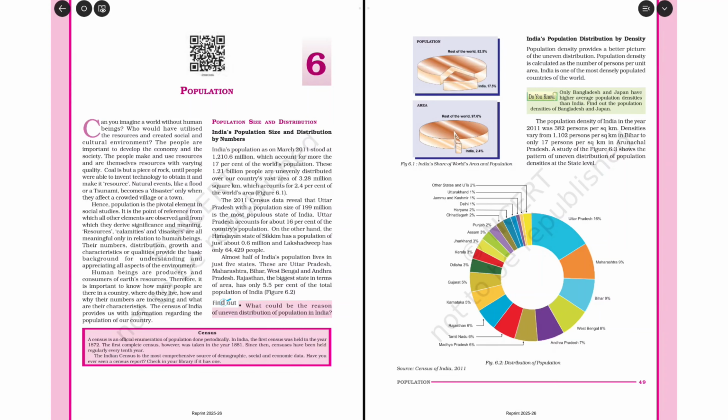But just like the raw numbers, the average completely masks the local extremes. The text continues: Densities vary from 1,102 persons per square kilometer in Bihar to only 17 persons per square kilometer in Arunachal Pradesh. A study of Figure 6.3 shows the pattern of uneven distribution of population densities at the state level. Look at those two states.